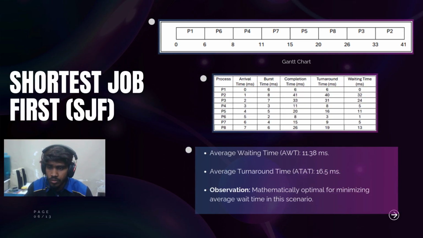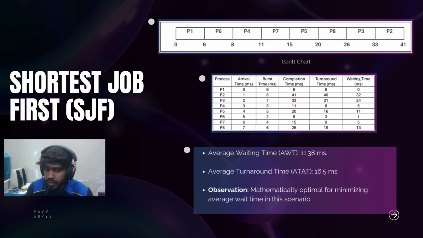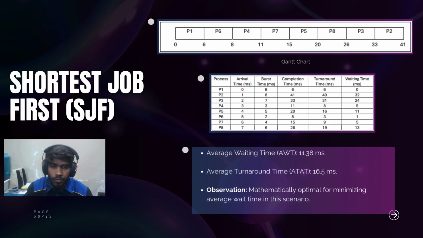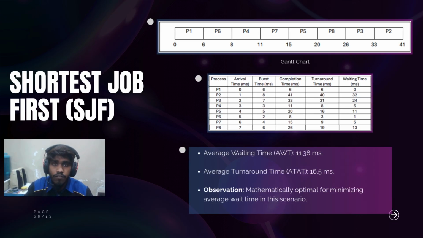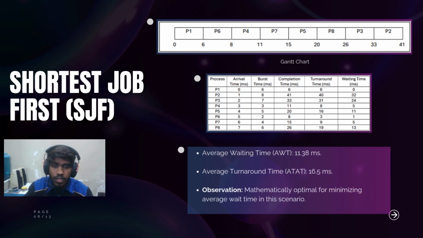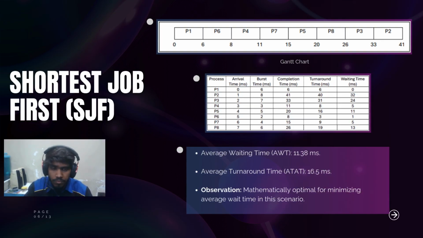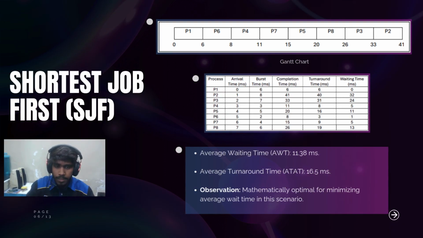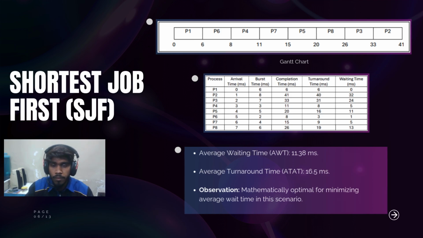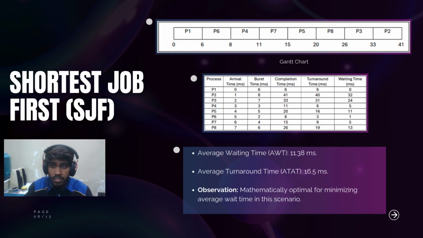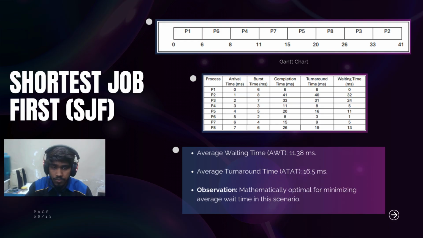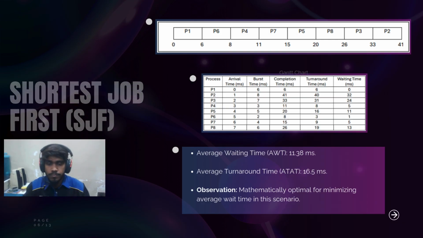So in this shortest job first algorithm, I have observed that the average waiting time for the entire algorithm for the processes to be completed is around 11.38 milliseconds. And then the average turnaround time is around 16.5 milliseconds. And we can say it is mathematically optimal for minimizing average wait time in this scenario. So as we can see, shortest job first is the fastest compared to first come first serve. So it is optimal compared to first come first serve.